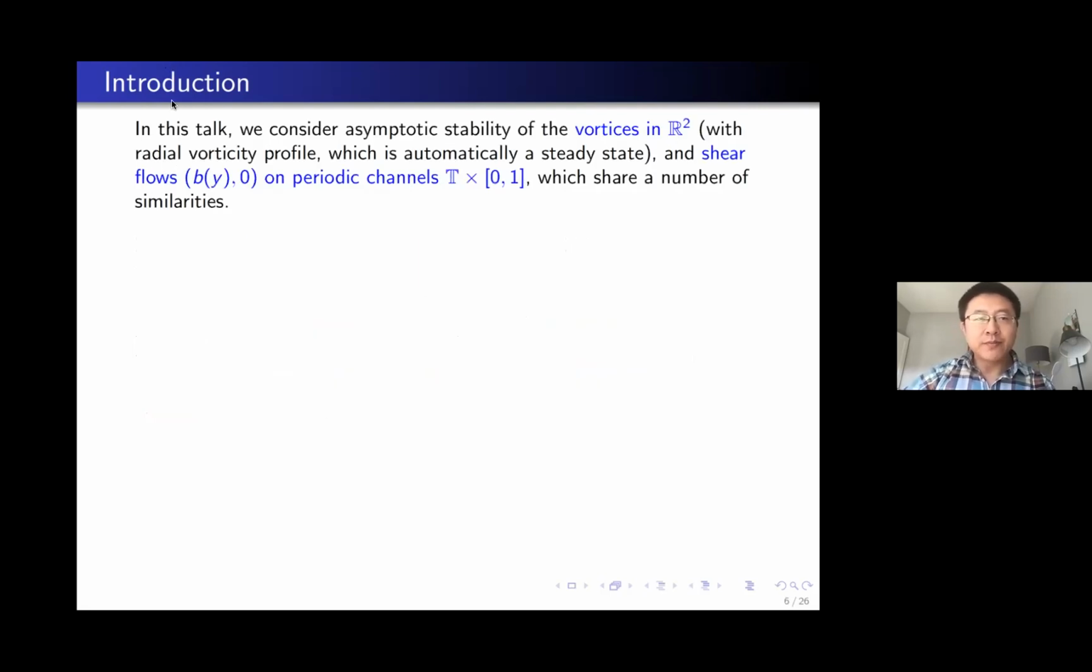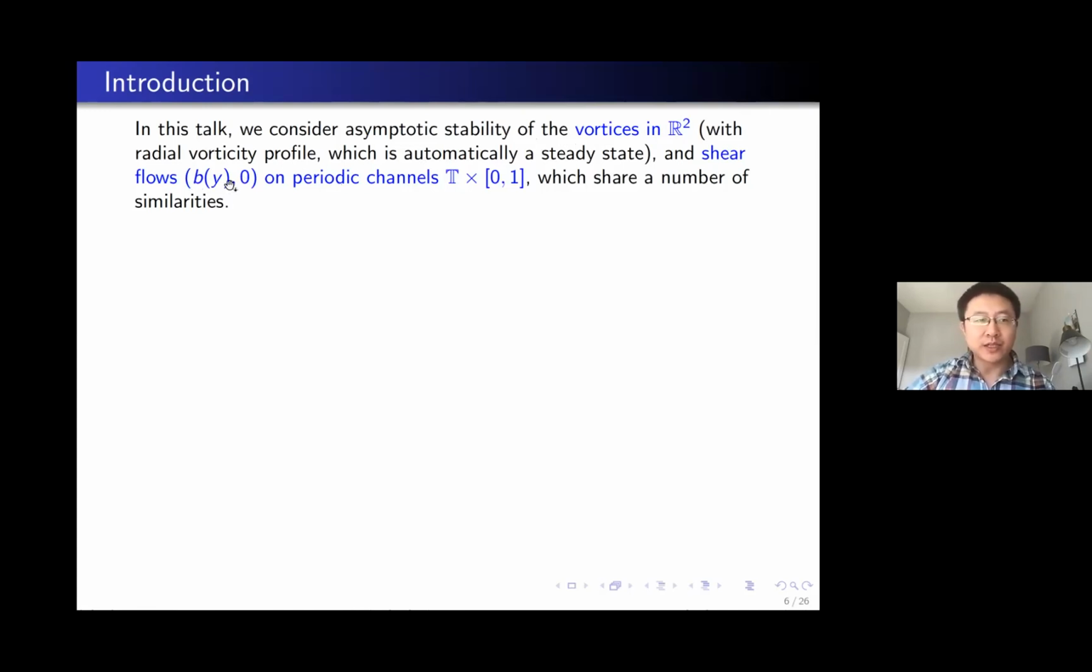Okay, so in this talk, we consider the first process, which is the symmetrization process. To do that on a mathematically rigorous level, we study the asymptotic stability problem for 2D vortices or shear flows. Vortices are just radial solutions of the Euler equation. You have a vorticity field which is a radial function. As long as the vorticity field is radial, it's automatically a steady state. So we can study its stability.